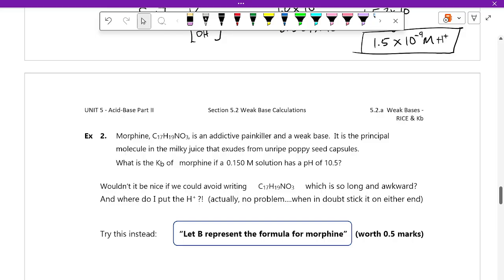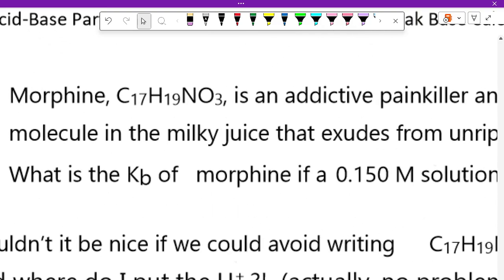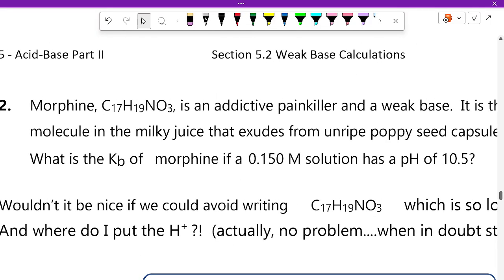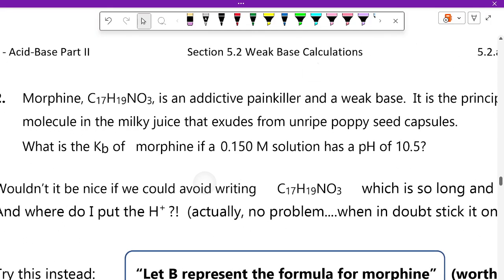Now we're going to do this next one because sometimes you will find that the formula is big and ugly and you're like, oh my God, do I have to write that whole thing? So morphine is an addictive painkiller and a weak base. It is the principal molecule in the milky juice that exudes from unripe poppy seed capsules. What is the Kb of morphine if a 0.15 molar solution has a pH of 10.5?